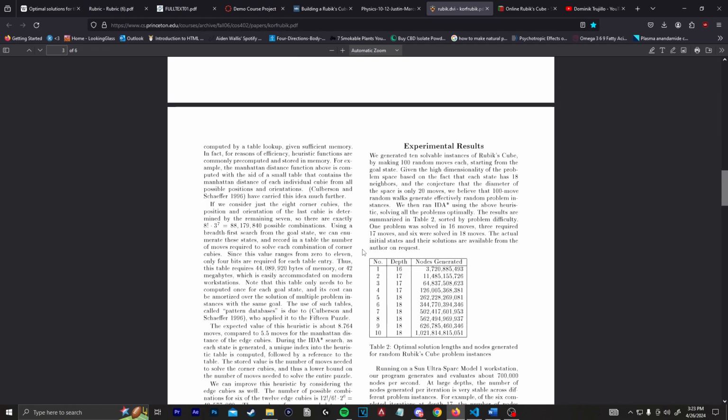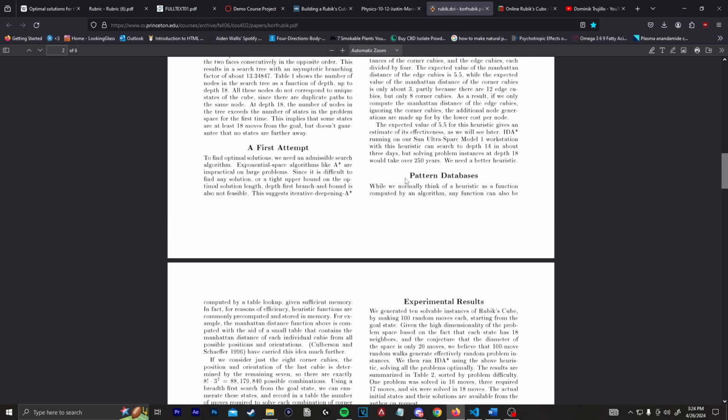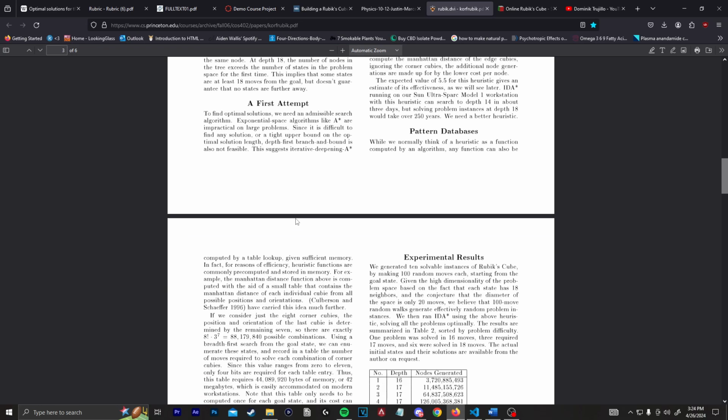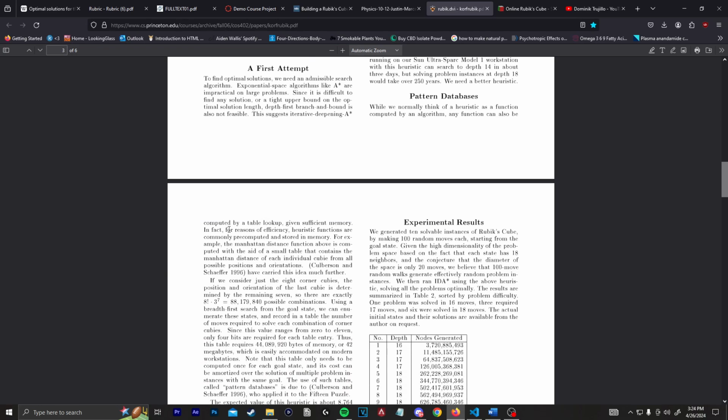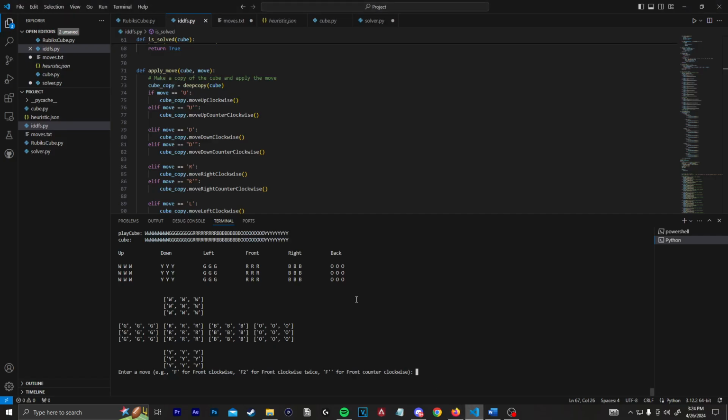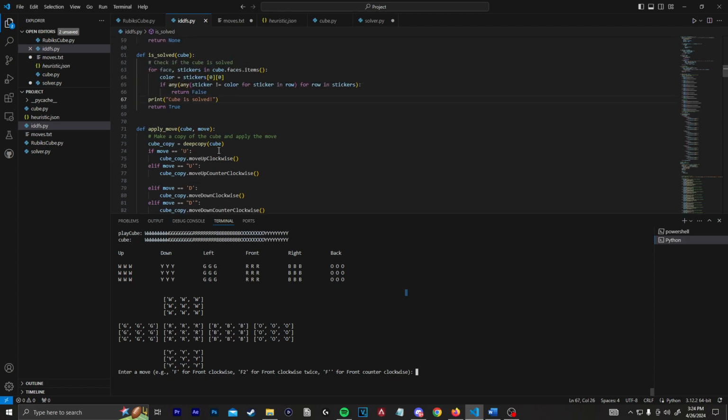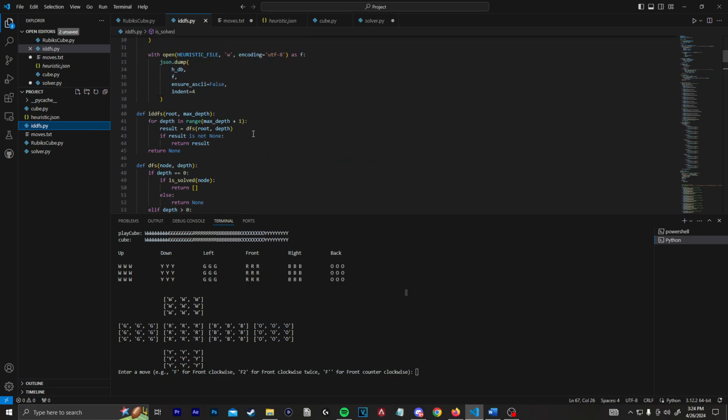One thing I did want to note, which I'll get into later, is that we're going to be using a pattern database. Quote from Korf: while we normally think of a heuristic as a function computed by an algorithm, any function can also be computed by a table lookup. Given sufficient memory, in fact, for reasons of efficiency, heuristic functions are commonly pre-computed and stored in memory. This is something I definitely learned in my journey: I didn't really know that heuristics can be used from a table lookup or a database. It does make sense.